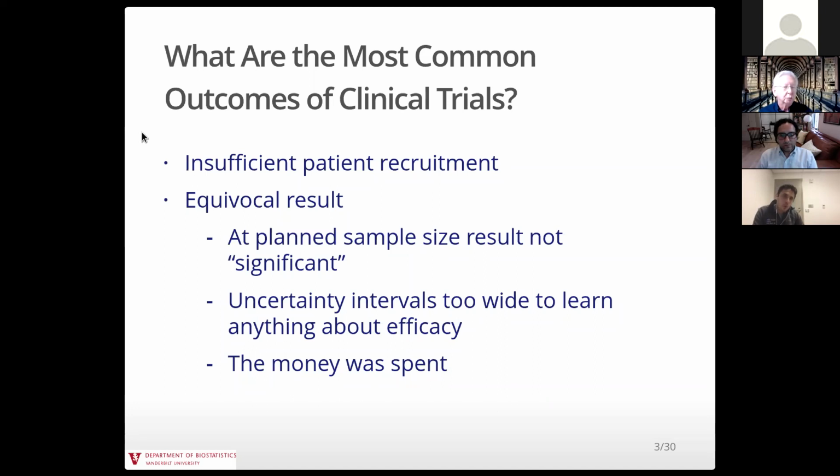So I've seen many clinical trials where they have, say, a hazard ratio confidence interval that goes from 0.5 to 2. So the data are consistent with the treatment doubling or halving mortality. In other words, you don't really know anything, except that the money was spent. And that's not a good thing to learn.